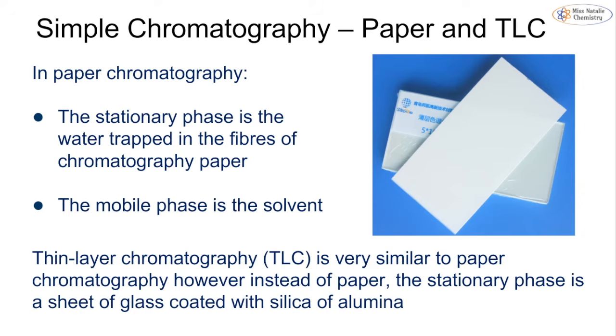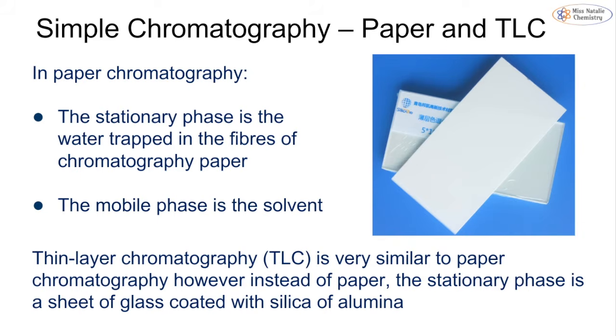Now, specifically for paper chromatography, as we said, the mobile phase is the solvent, and the stationary phase, whilst it is the paper, is actually the water that's trapped within the fibres of the paper. So we don't see that and we don't feel it, but there is water trapped between those fibres, and that acts as the stationary phase.